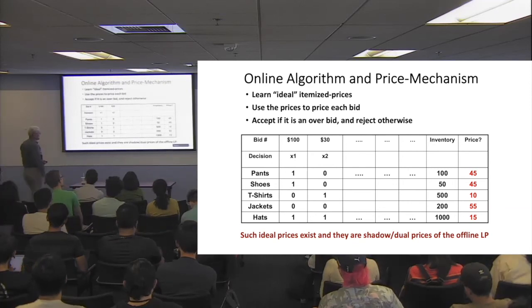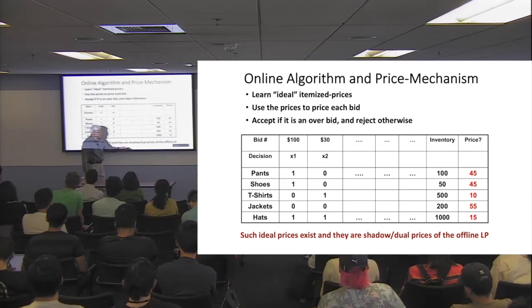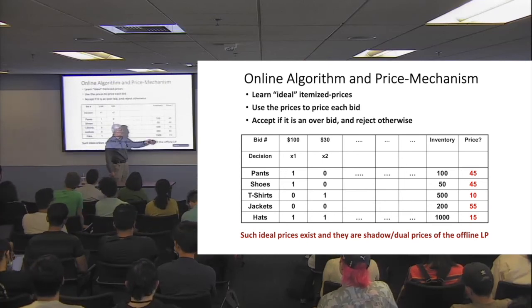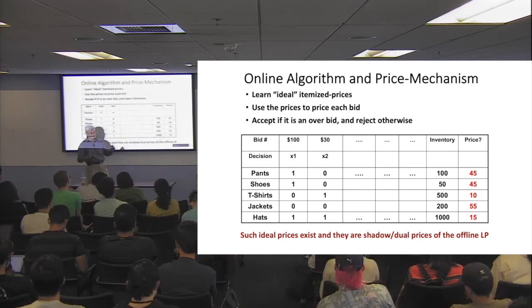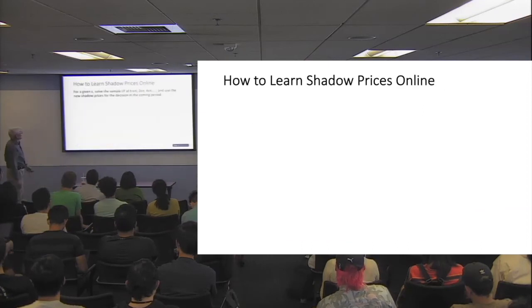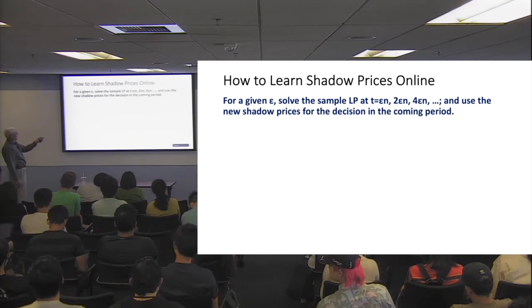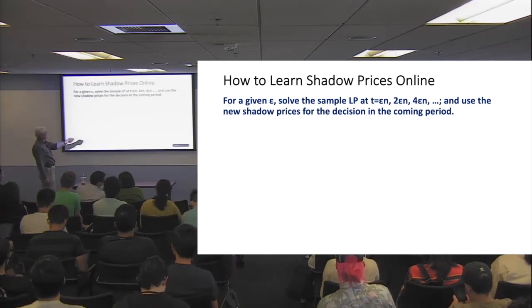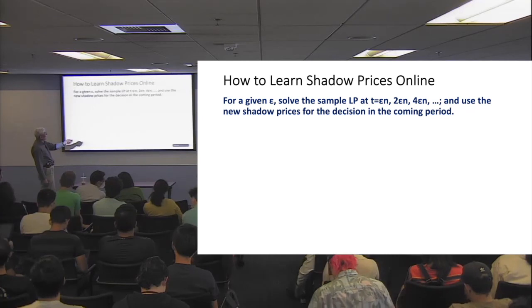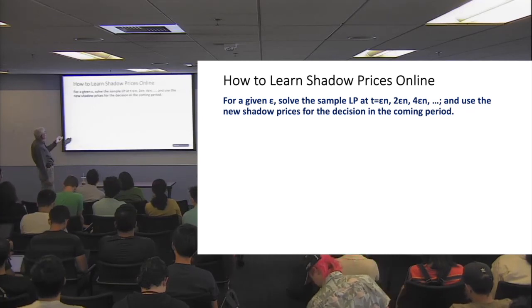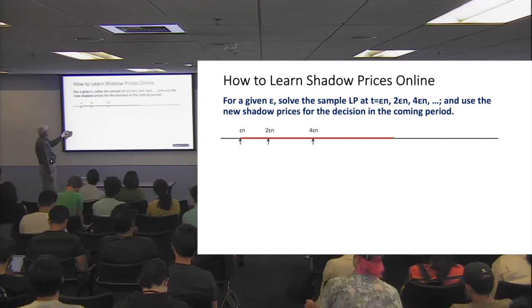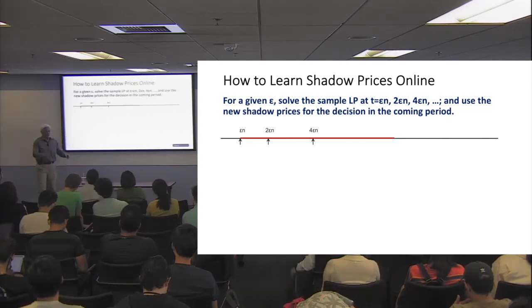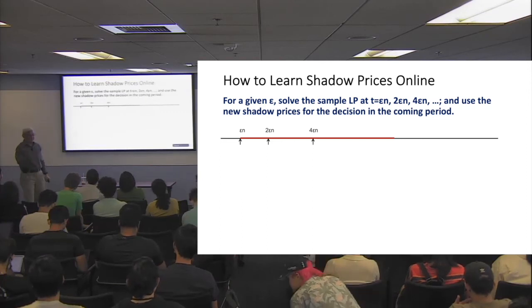Okay, so what does that mean? That means we need to learn these prices, same as the Fisher market, but for a real market. So basically, for a given epsilon, solve the sample LP with T equal to epsilon N, with this geometric doubling schedule, and use the new shadow price for decisions in the coming period. At the first period, I'm doing nothing. I just observe the bids.